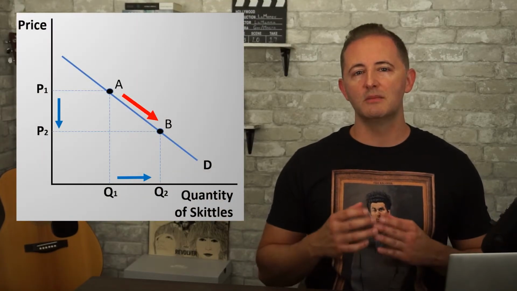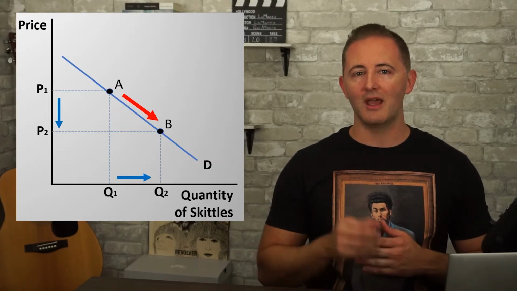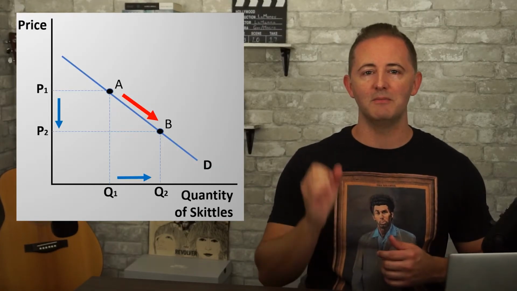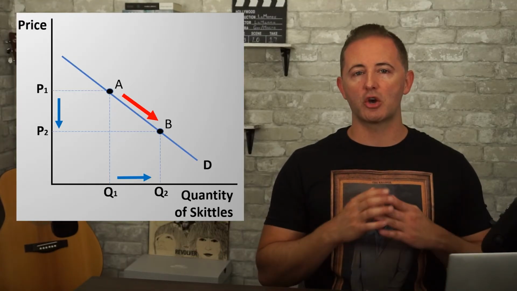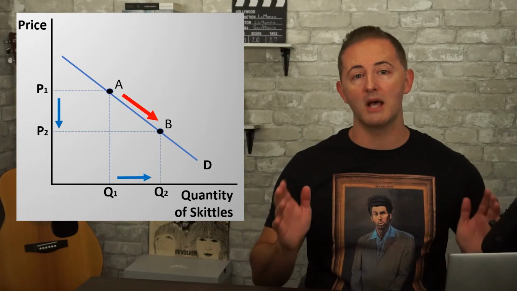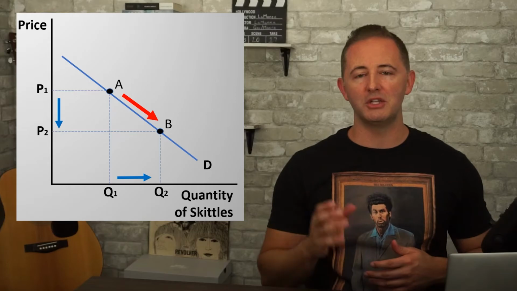So what would cause us to move from point A to point B? A decrease in the price of the good, and this is known as a change in quantity demanded. Our demand hasn't actually changed. The demand curve shows our current preferences for the good at all possible prices. So our demand didn't change, only our quantity demanded changed.